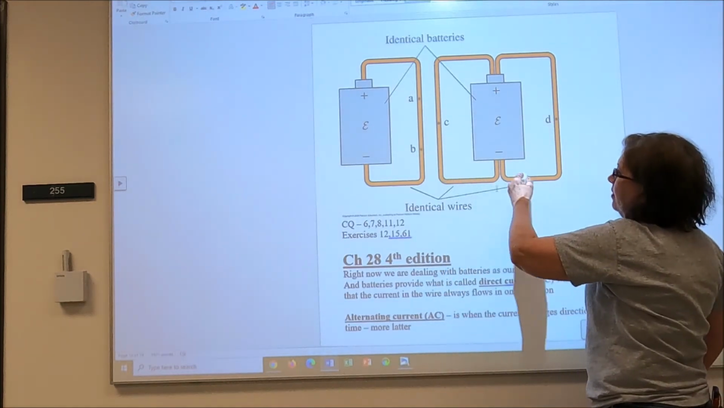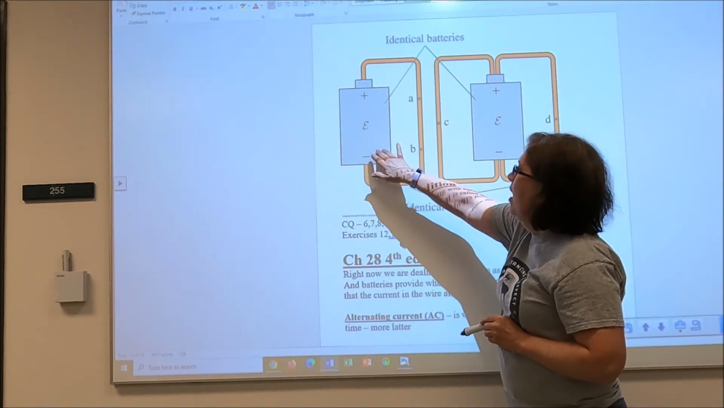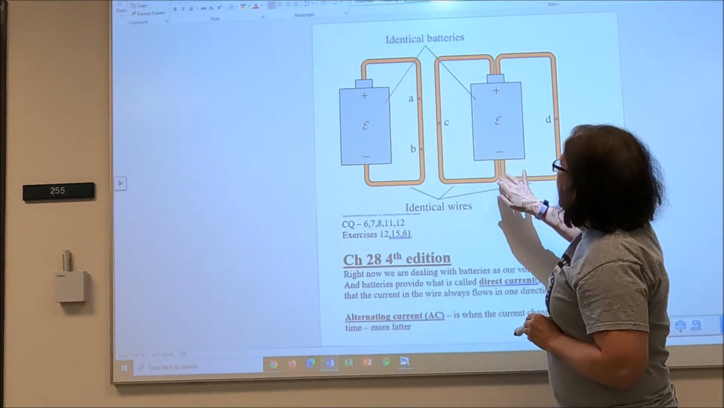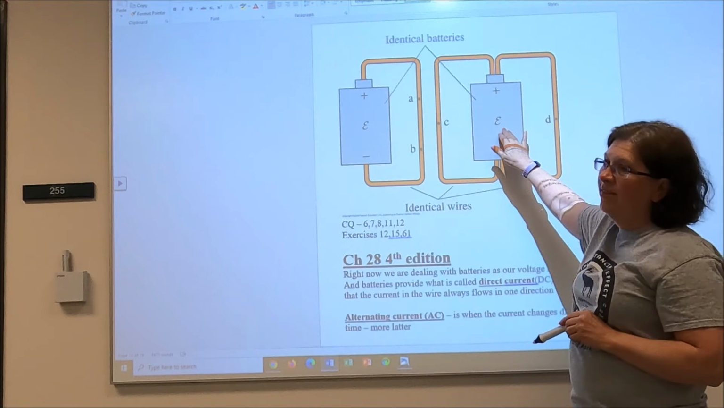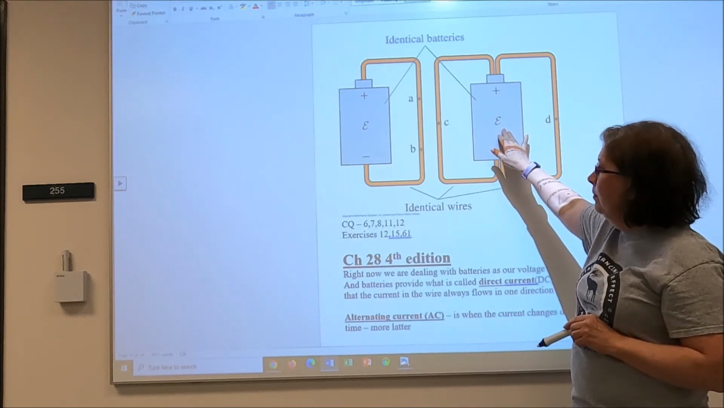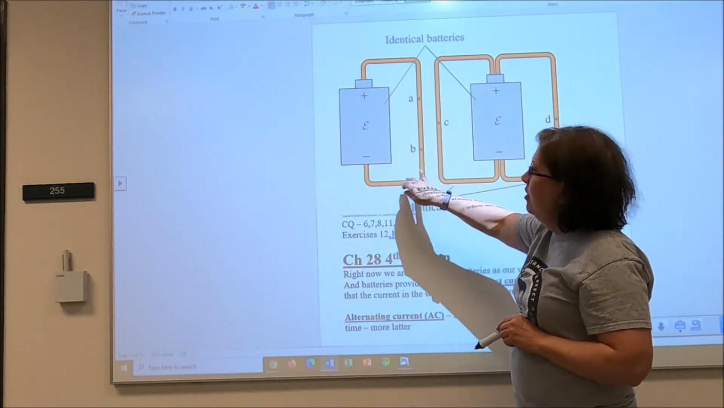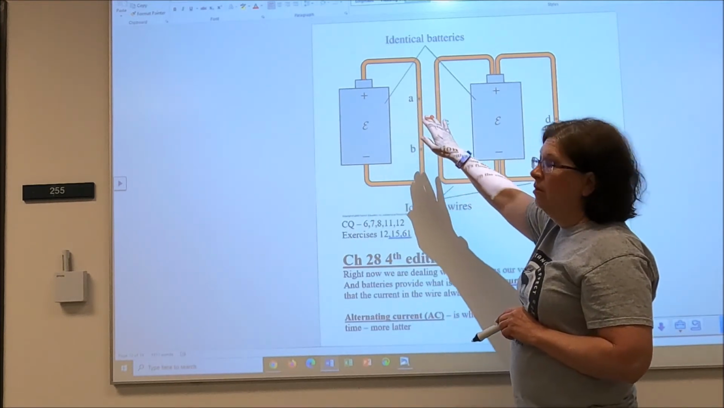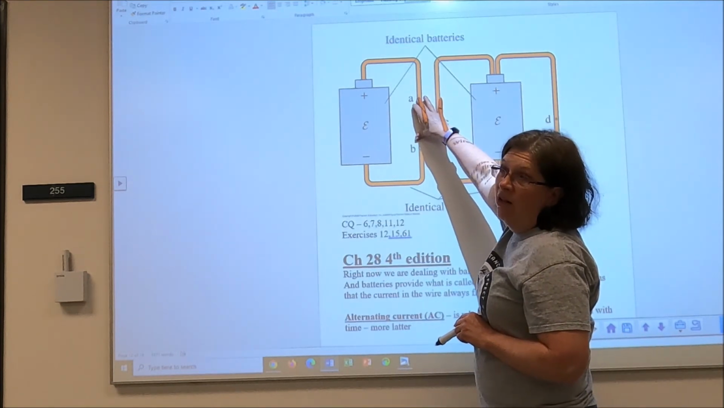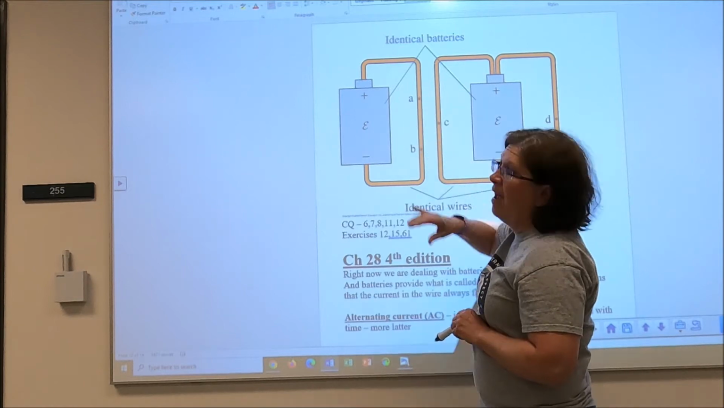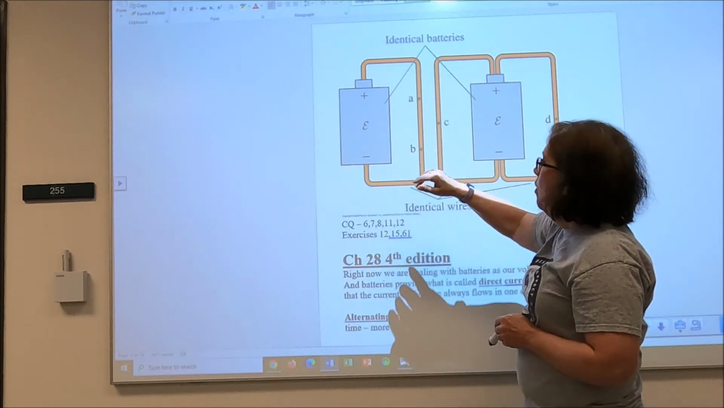Here I have 3 identical wires. This wire is hooked up to this battery, and these 2 wires are hooked up to this battery. Both of them have the same electrical potential. So if I look at point A and point B, because they're in the same wire, with the same electrical potential over the wire, our conservation of current says that those 2 have to have the same current. Current is everywhere the same in a single wire.